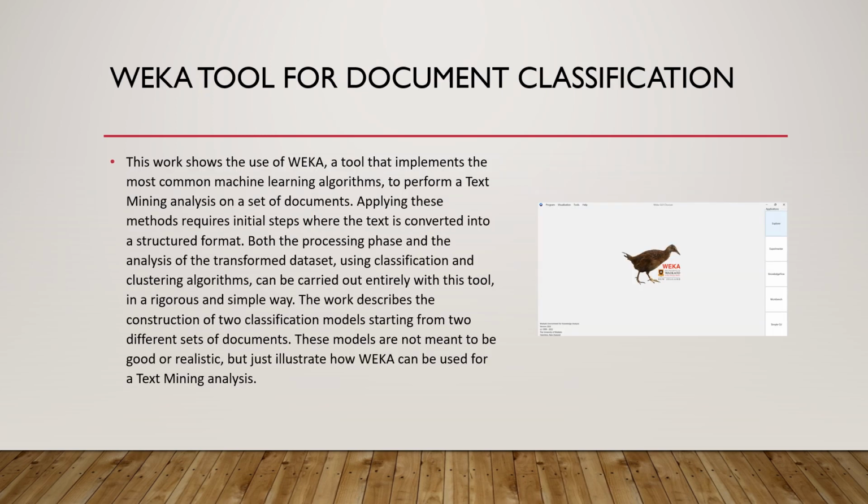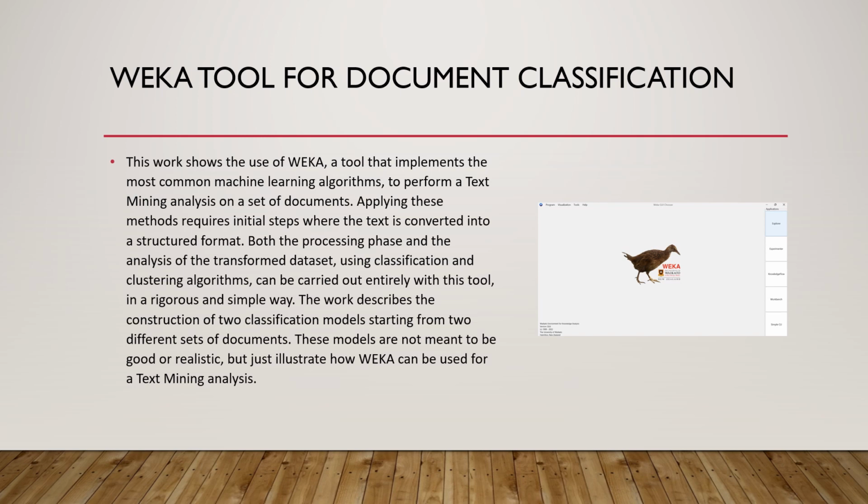What is the Weka tool? This is the main tool used for document classification. This work shows the use of Weka, a tool that implements the most common machine learning algorithms to perform a text mining analysis on a set of documents. Applying these methods requires initial steps in which the text is converted into a structured format. Both the processing phase and the analysis of the transformed dataset using classification and clustering algorithms can be carried out entirely with this tool.